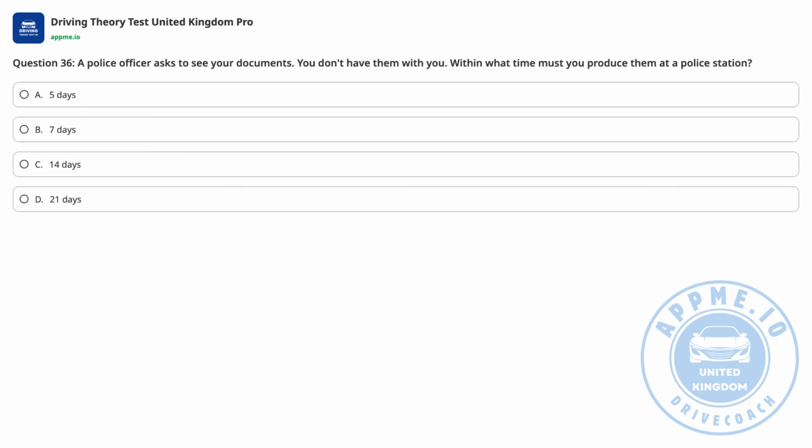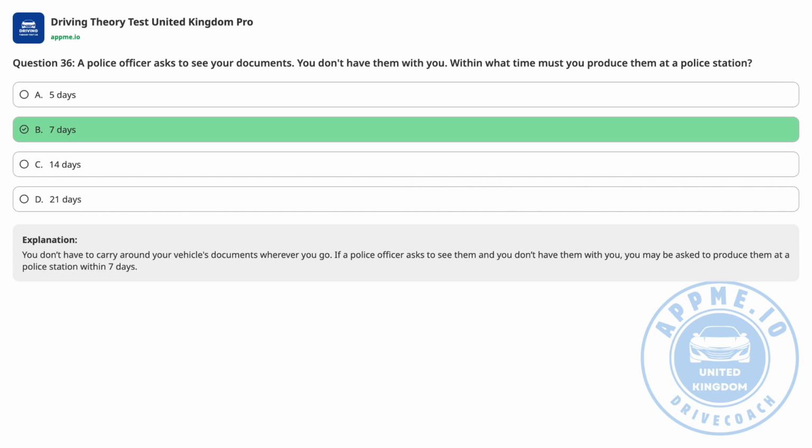Question 36. A police officer asks to see your documents. You don't have them with you. Within what time must you produce them at a police station? A. 5 days. B. 7 days. C. 14 days. D. 21 days. The correct answer is B.